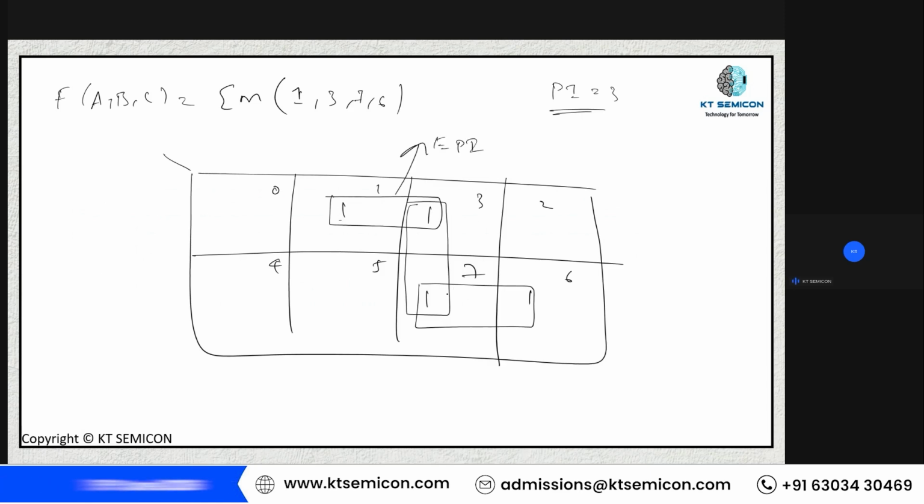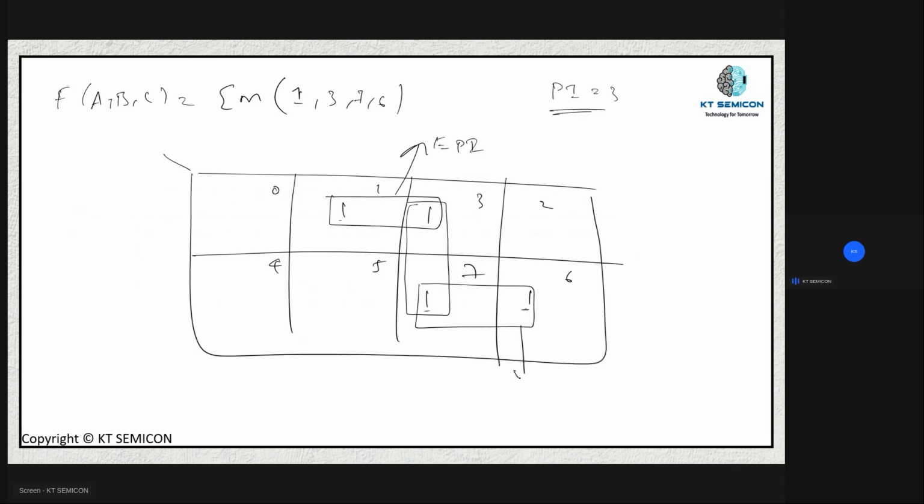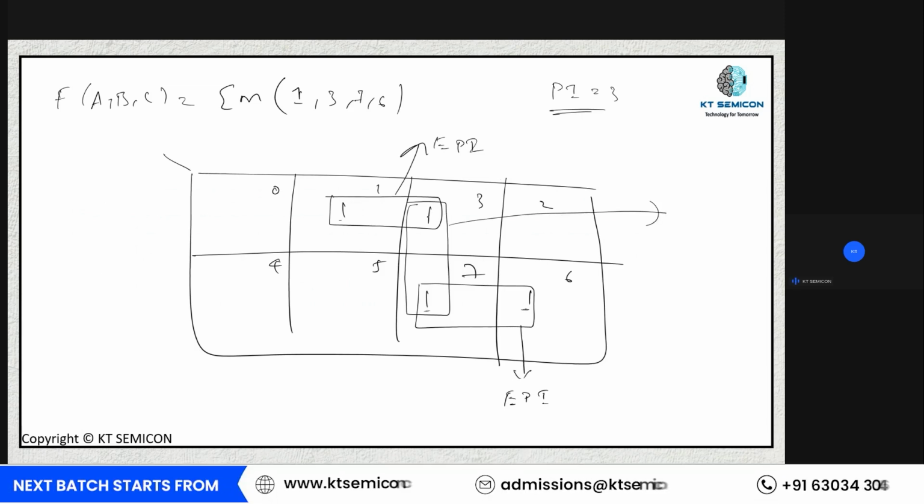Now, coming to this group, in this group also we have two minterms, but this minterm is not covered by any other group, and this minterm is covered by some other group. But there is at least one minterm which is not covered by any other group. So this can also be stated as an essential prime implicant. But coming to this particular group, it has two minterms, but these two minterms are involved in some other grouping. So this particular group cannot be called an essential prime implicant. This is referred to as a redundant prime implicant. So that is nothing but essential prime implicant and redundant prime implicant.